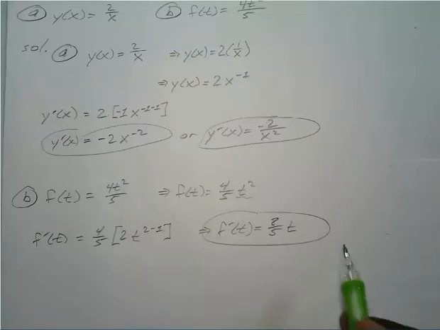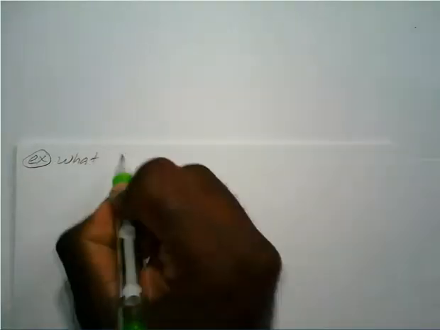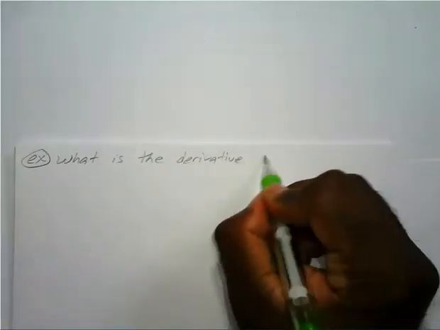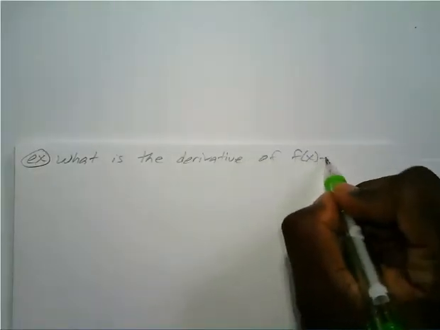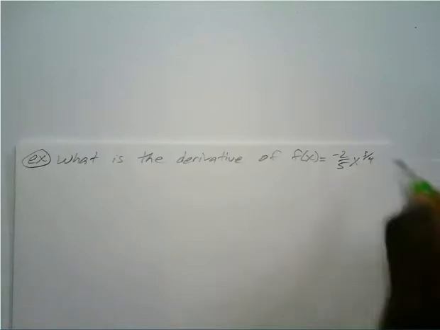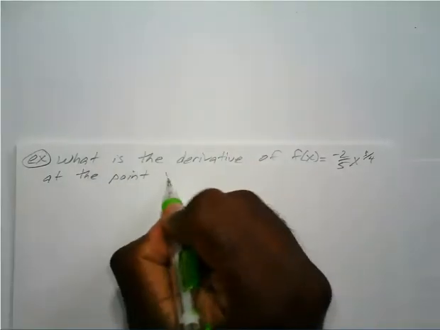All right. So if you are still writing, feel free to press pause. But we're going to go ahead and do one more example. Okay. So what is the derivative of f of x equals negative 2 over 5 x to the 3/4 power at the point x equals 1.